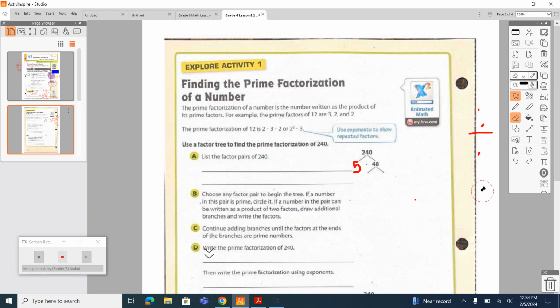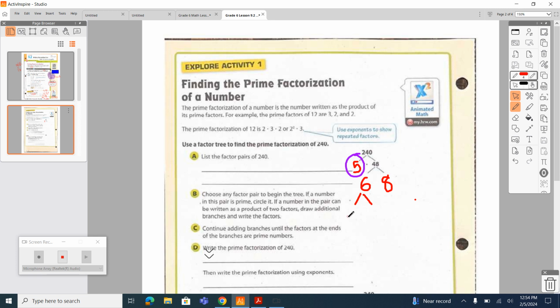So 5 is a prime factor. I cannot get, there's no numbers that multiply to get 5 except 1 and 5. So a prime number is any number that the only factors are itself and 1. So let's look at 48. So I'm going to say that I know that 48 is 6 times 8. And those aren't prime factors. Those aren't prime.